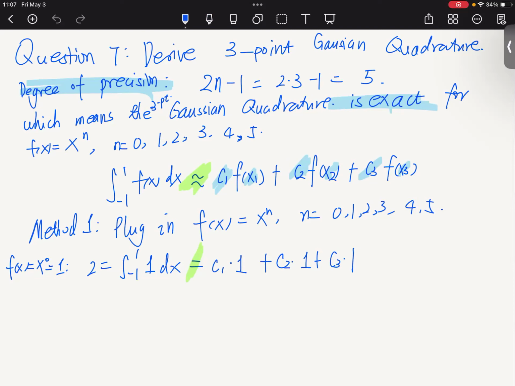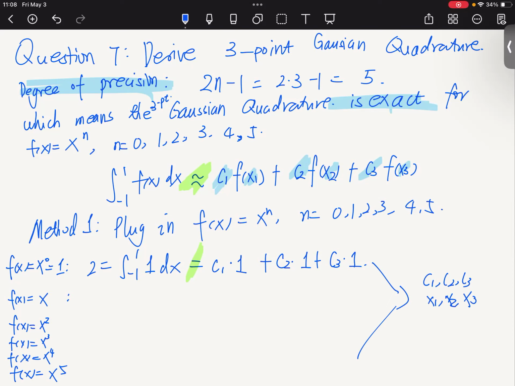And you keep plugging in f(x) equals x, x squared, x cubed, x to the 4, and x to the 5, and then you get 6 equations, and let's solve for C1, C2, C3, x1, x2, and x3. Does that make sense? This is method 1, in which I don't suggest you do such a thing, because you will have to solve six equations.